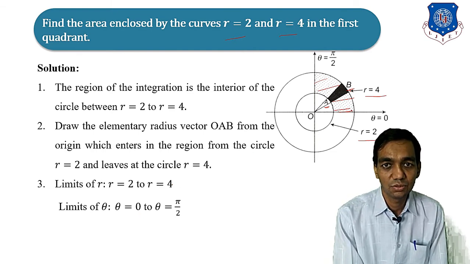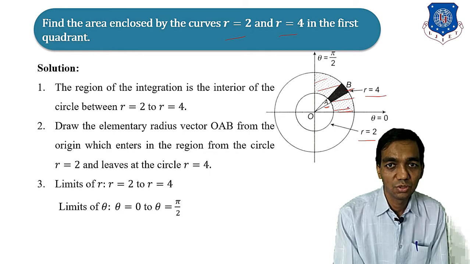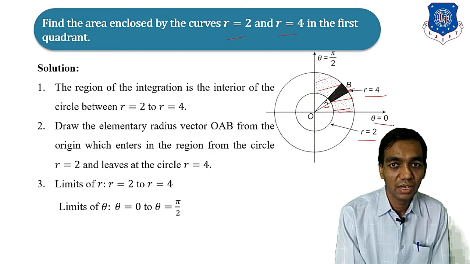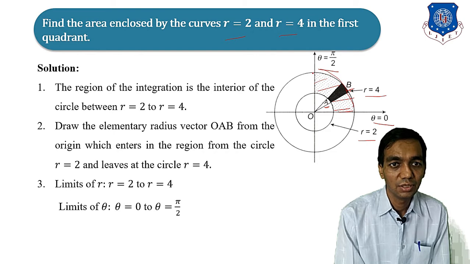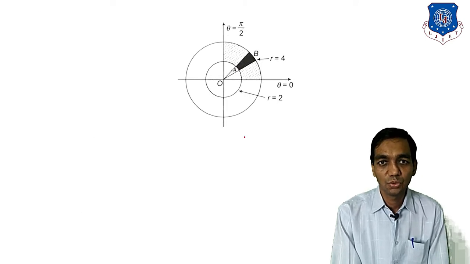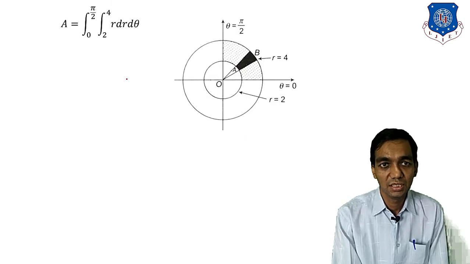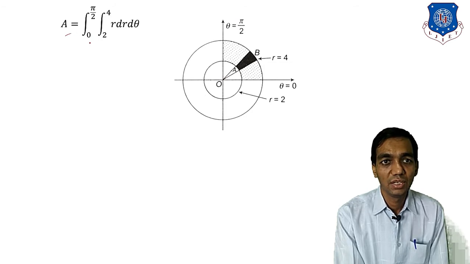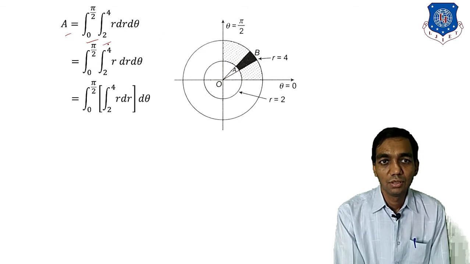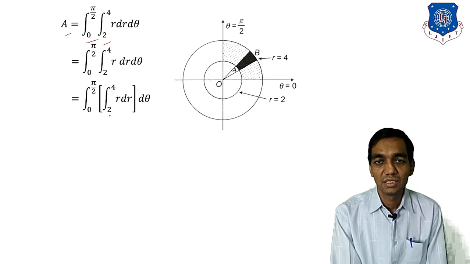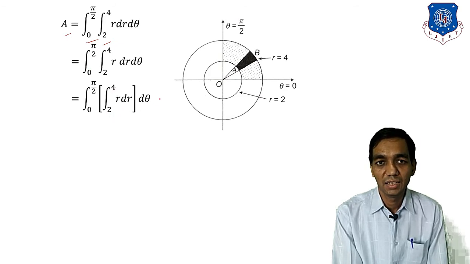So your limit is r varies from 2 to 4, and theta is going to vary from, since theta lies in the first quadrant, your strip is going to move from theta is equal to 0 line, and it is going to move up to theta is equal to pi by 2 line. So this angle is considered. Okay, so if you put the integration, then your integration is of the form A is equal to integration from 0 to pi by 2, 2 to 4 r dr d theta. So this is the limit of r, this is the limit of theta.